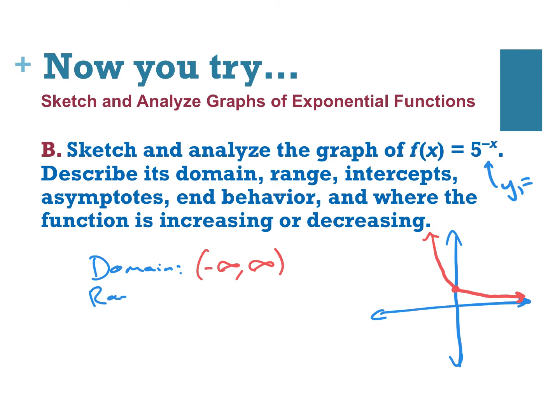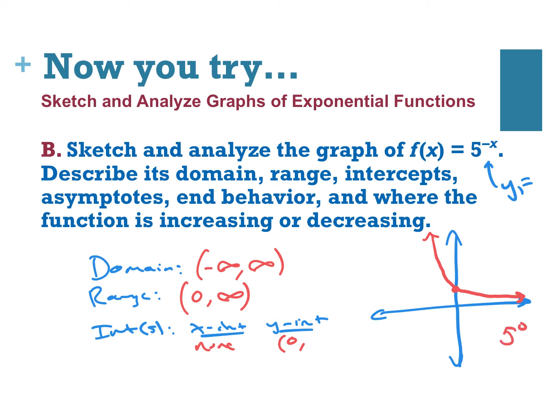But the range here, notice, the range again, it doesn't go below the x-axis, so it looks like it's all positive values again. So everything from 0 to infinity. The x-intercept here, again, since it doesn't touch the x-axis, for the x-intercept we would say none, but the y-intercept is when x is 0. So if I plug in 0 for this equation, you get 5 to the 0 essentially, which is 1, right? So it does cross at 0, 1.